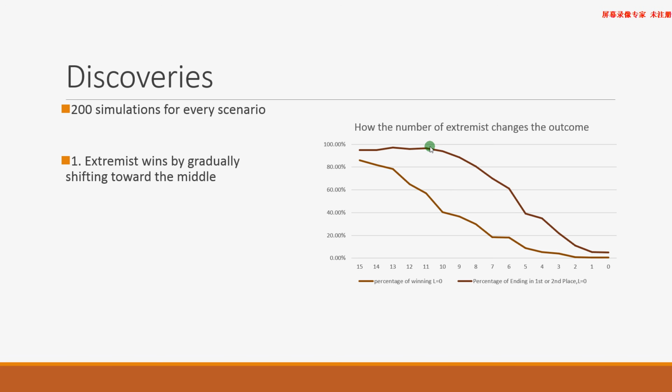The second discovery is that the extremist is very likely to end up in at least the second place, which is enough to create a huge influence. This is because moderate candidates split the votes at first. The extremists are harder to defeat until only one moderate candidate is left and collects most of the votes of the moderate voters. There are also other discoveries and details. If you're interested, read about my research online.